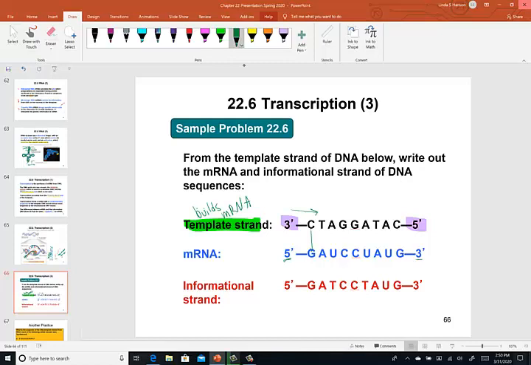C goes to G. This is the DNA molecule, right? T, present in DNA, codes for A in RNA. A would code for T, but it's not. In an RNA, it codes for U. But going back to the complementary, it would go to T in the informational strand. This is the second strand of DNA.